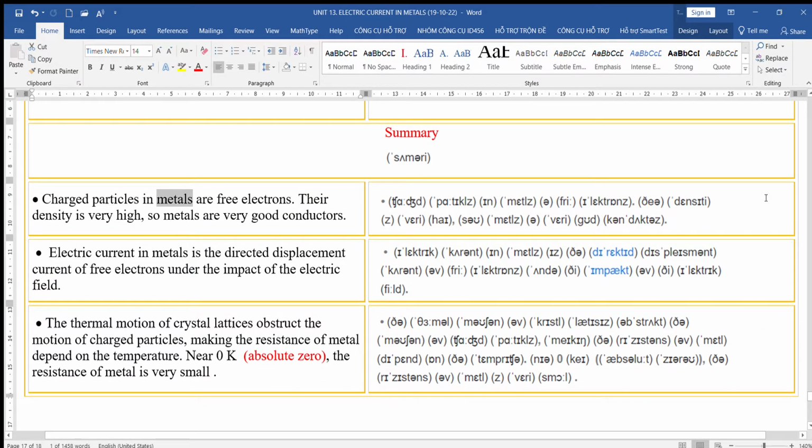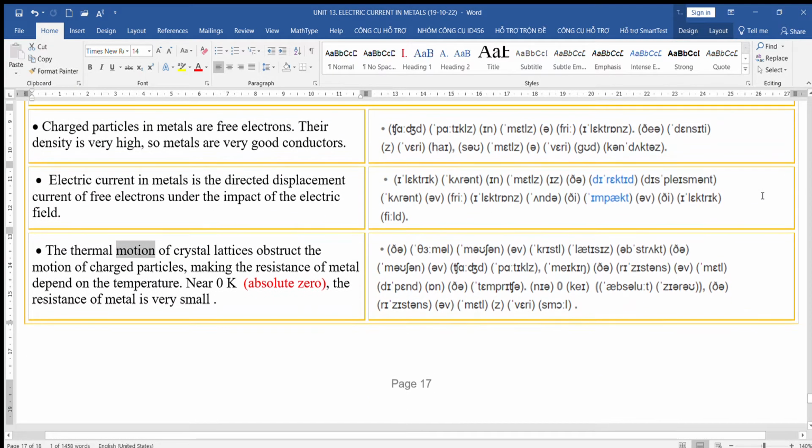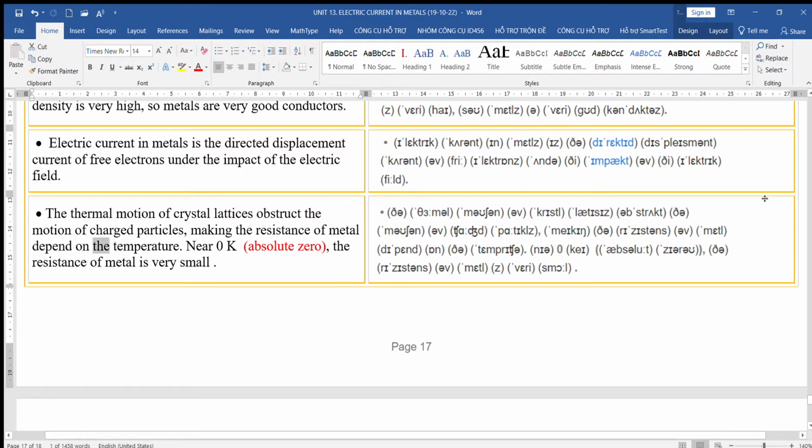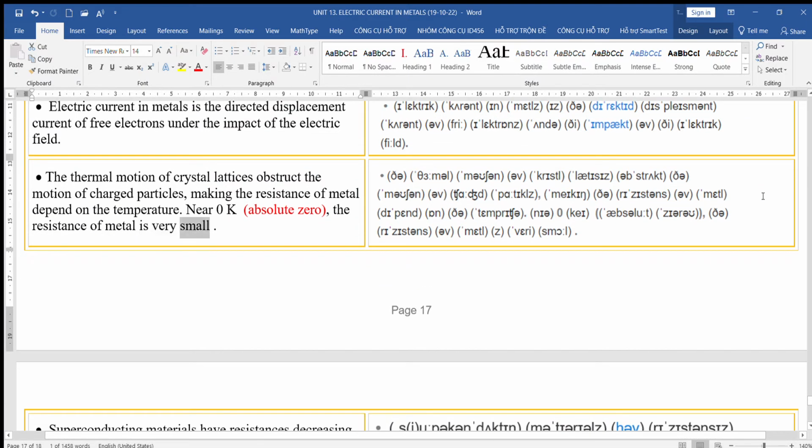Charged particles in metals are free electrons. Their density is very high, so metals are very good conductors. Electric current in metals is the directed displacement current of free electrons under the impact of the electric field. The thermal motion of crystal lattices obstructs the motion of charged particles, making the resistance of metal depend on the temperature. Near 0 K, absolute zero, the resistance of metal is very small.